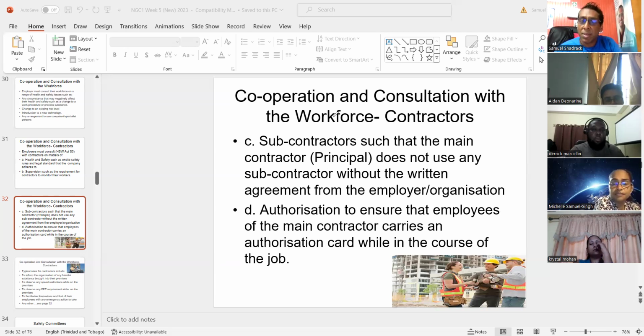So this is a requirement. If you are an employer, you have to tell the contractor that, look, your workers must have that safety card, the authorization card, once you want to get onto the compound anyway, right?